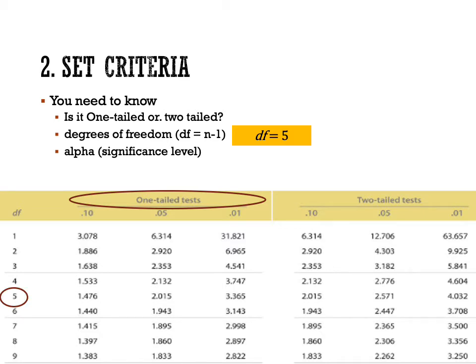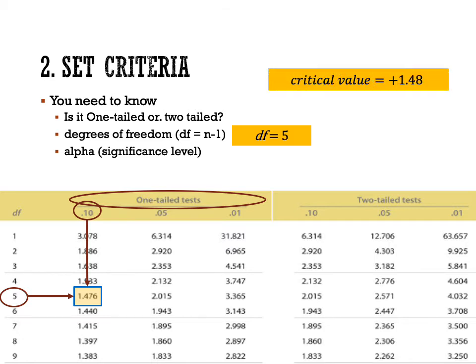And lastly, we need to know the alpha or the significance level, which we already know is 10% or 0.10. Make sure you don't confuse this with 0.01. So we locate 0.10 in the chart and we get a criteria of 1.476, or 1.48 when we round to the nearest hundredths place. So we can also add this to our list of information. Our critical value is 1.48. We know that it's positive because that's what we're hypothesizing.